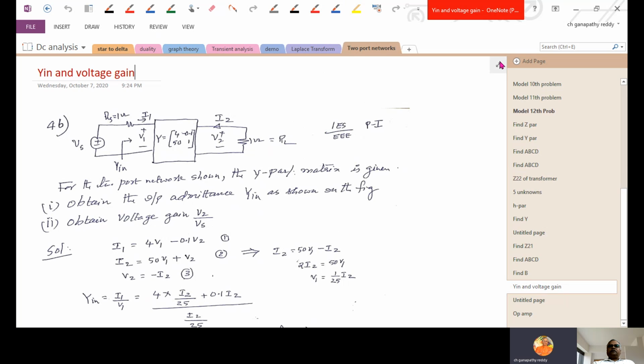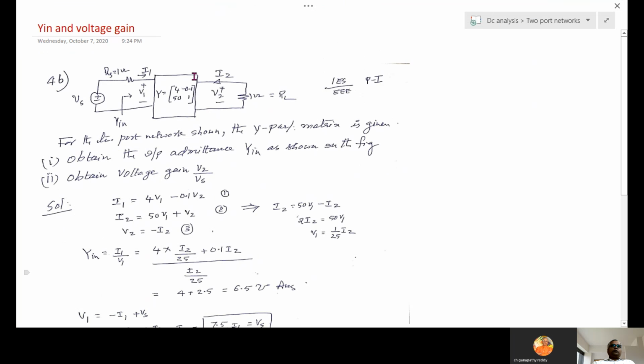Asked in IES. So there is a Y network. For the two-port network shown, the Y parameter matrix is given. Obtain the input admittance Yin as shown in figure. Obtain the voltage gain V2 by Vs. V2 by Vs is one question, Yin. Yin means I1 by Vs.